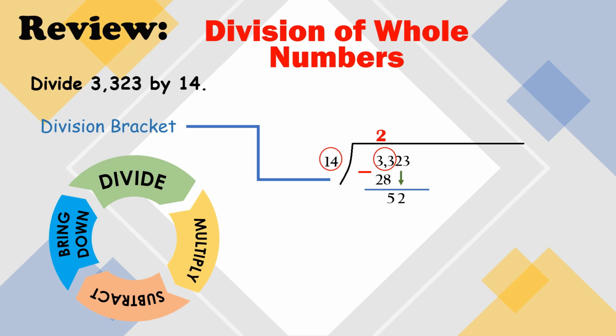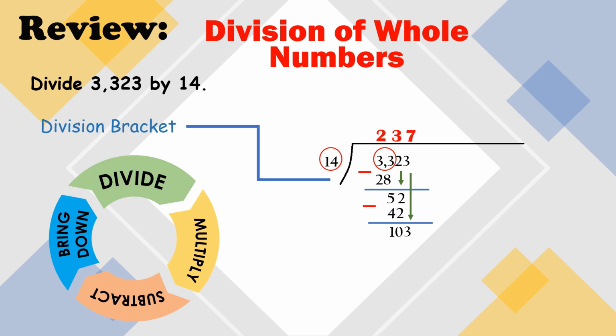Now we go back to divide. 52 divided by 14 will give us 3. Then multiply, 3 times 14 is 42. Then subtract, so 52 minus 42 is equal to 10. Then bring down 3, so that will give us 103. Then we go back to divide.